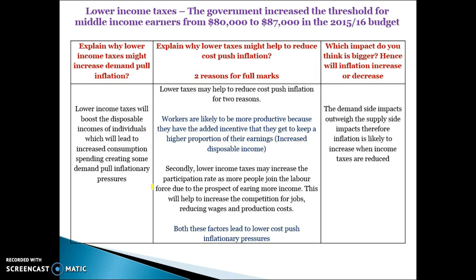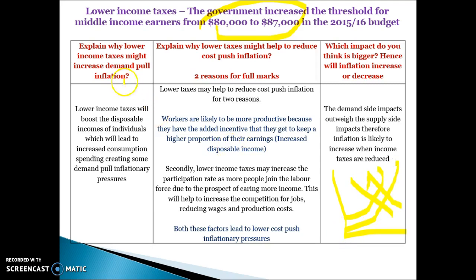Lower income taxes is more than just real disposable incomes. Lower income taxes, the main change in recent years has been the increase in the 32.5 tax bracket. So now we pay 32.5 cents up to 80,000 instead of starting to pay 37 cents at 80,000, which means you essentially have got a bit more income. You need to link lower income taxes to both demand pull and cost push inflation. Essentially what they will do is they will shift the demand curve to the right because we'll have more money, and supply will shift to the right because of the increase in participation.